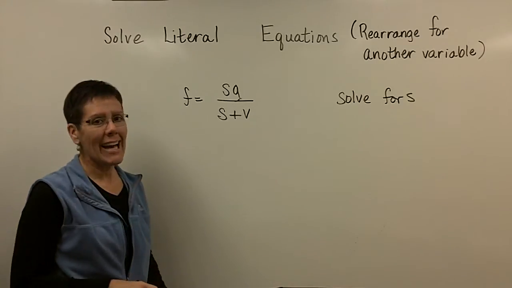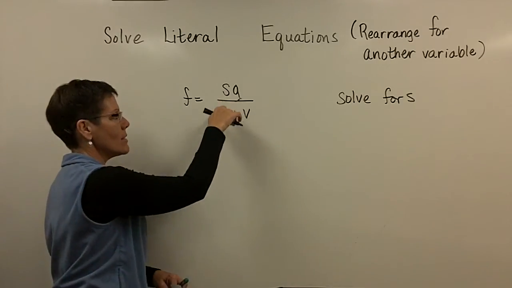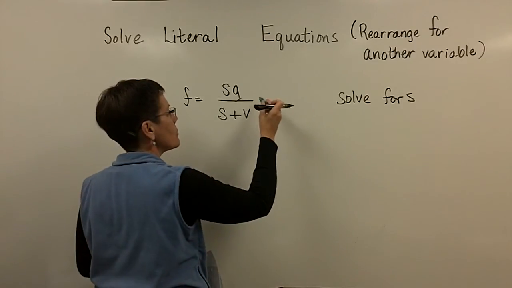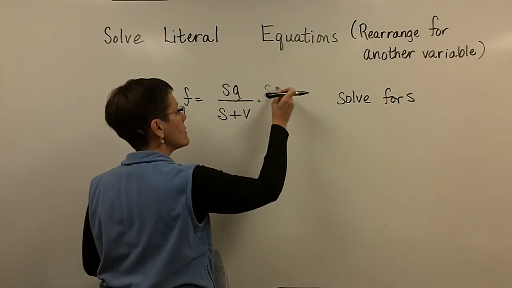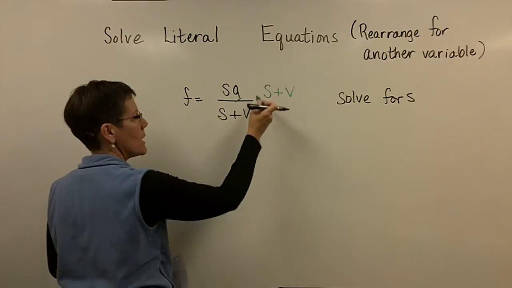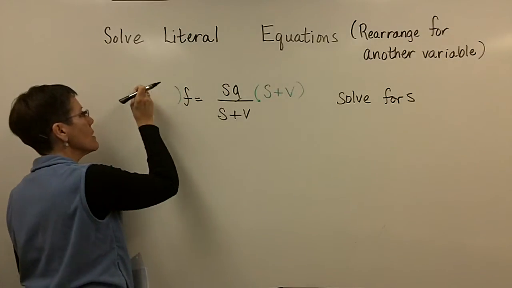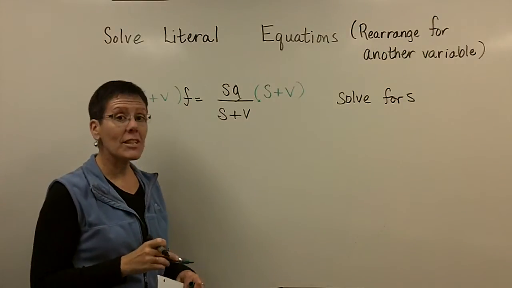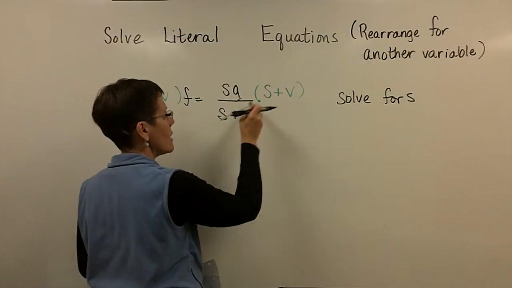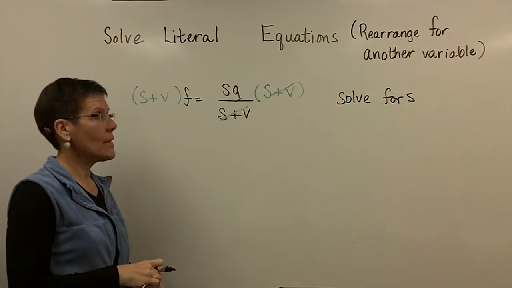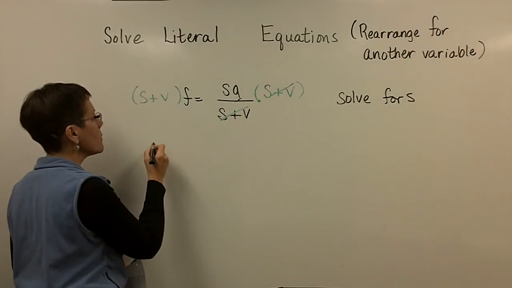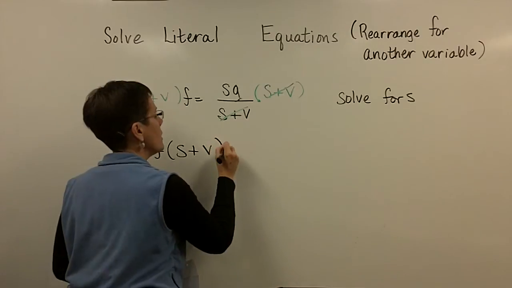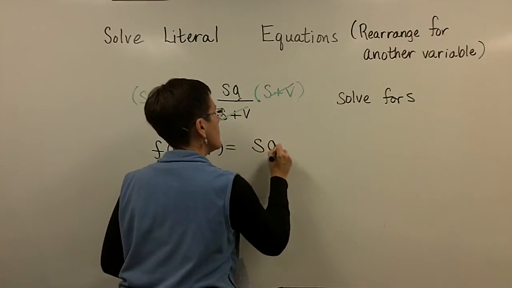And so I cannot have fractions. I've got s in the numerator, I've got s in the denominator. If you want to say to yourself, well, geez, the way to get rid of this denominator is to multiply both sides by that s plus v, that's exactly the case, because you have to clear the denominators. That is the LCD also, though. Please remember that that is the LCD. So over here, I have f times s plus v, and over here I have s times g.